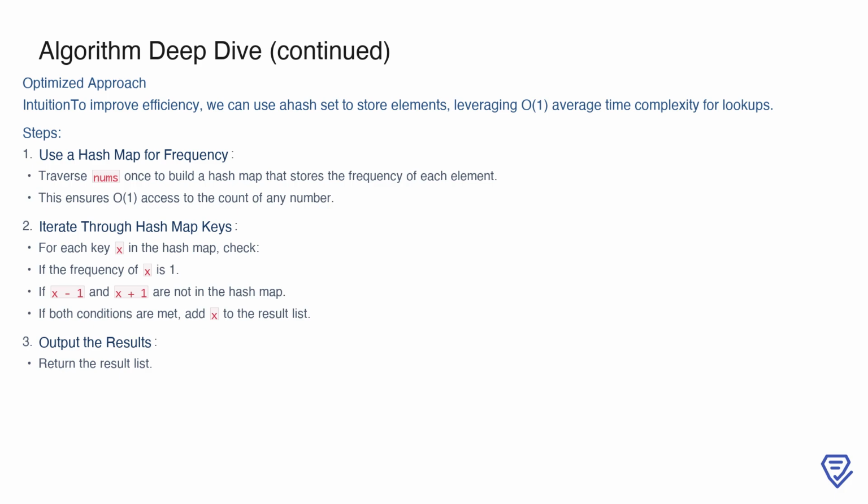Once the hash map is constructed, we iterate through its keys. For each key, we check two conditions: whether its frequency is exactly 1 and whether its neighbors, x minus 1 and x plus 1, are absent in the hash map. If both conditions are satisfied, we add the key to our result list. After checking all the keys, we return the result list as the output. This approach is not only more efficient but also easier to scale for larger input sizes.